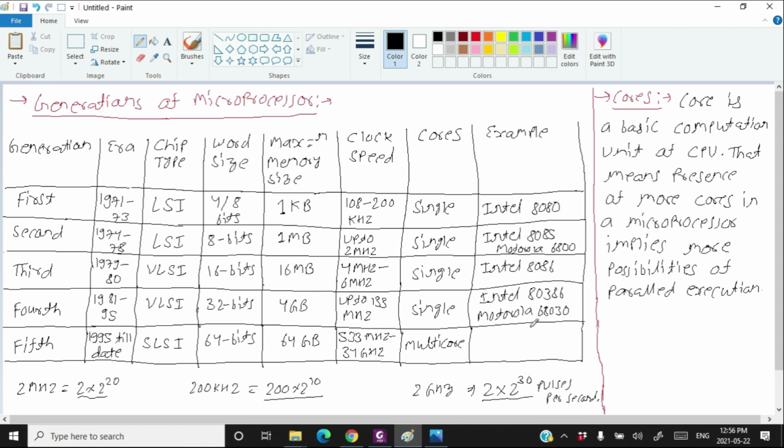In the fifth generation, we had Pentium and Celeron. All these microprocessors are produced by Intel. AMD is also producing fifth generation processors. And one more thing I will write here, the core processors. Intel core processors means core i3, i5, i7. These are also fifth generation processors. So hopefully you got the idea about the generations of microprocessors.